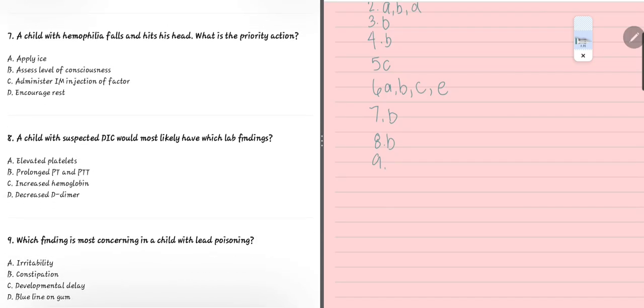Which finding is most concerning in a child with lead poisoning? A. Irritability. B. Constipation. C. Developmental delay. D. Blue line on gum. I actually don't know the answer to this, but a developmental delay is going to be down the road, so I don't think it's that. Irritability and constipation could be a number of things, so I'm going to go with D. I don't even know if that's an actual finding of lead poisoning, but it sounds reasonable.